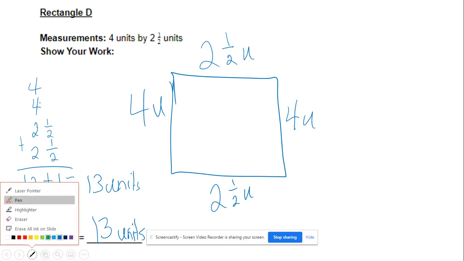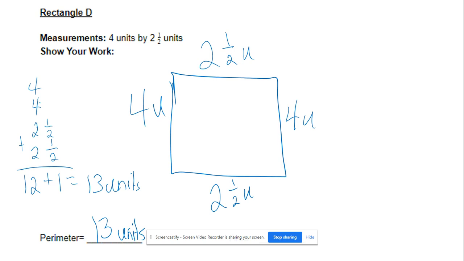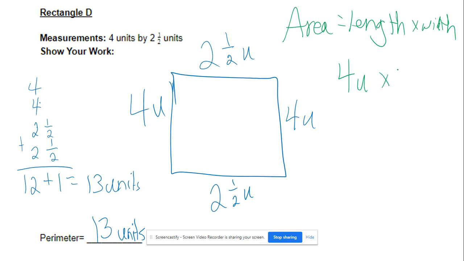To find the area, we would use the same measurements, but we're going to multiply. Remember, area equals length times width. So our length is 4 units times 2.5 units. All right, so we're multiplying a whole number by a mixed number. We can rewrite 2.5 in expanded form as 2 plus 1/2.